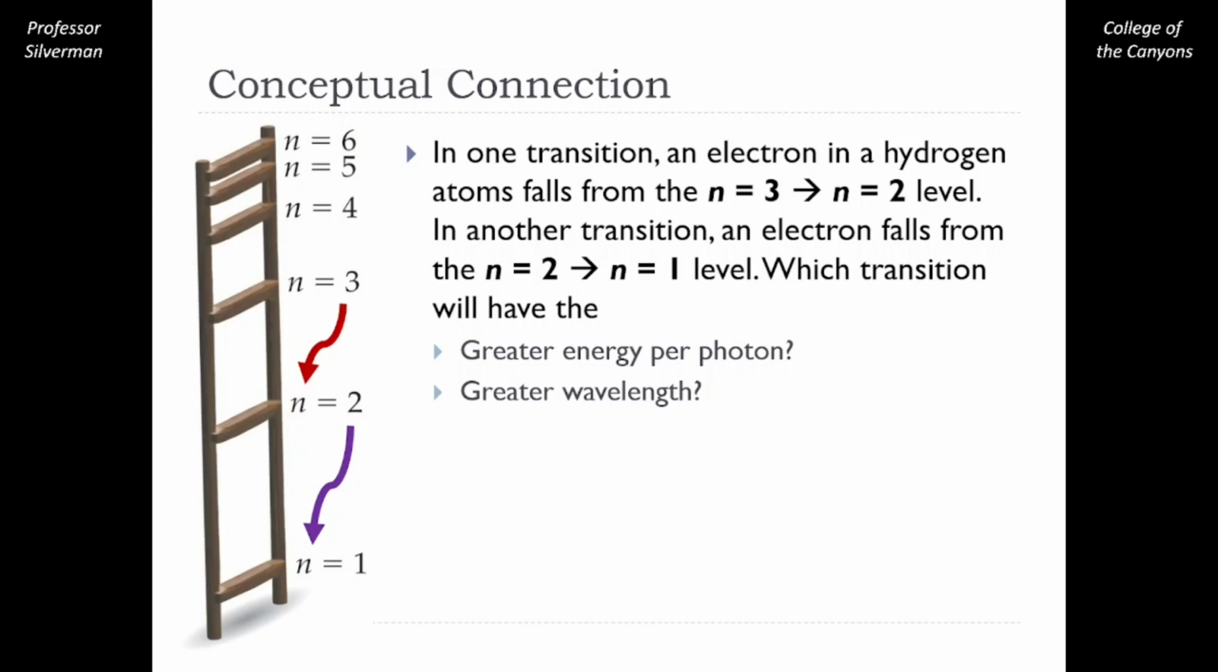I'll leave you with one more practice question. Here we have two different transitions in our hydrogen Bohr model atom, one from energy level 3 to energy level 2, second from energy level 2 to energy level 1. Which transition will have more energy? Which transition will have a longer wavelength? Take a moment, see if we can combine all that we've learned and get some good answers.